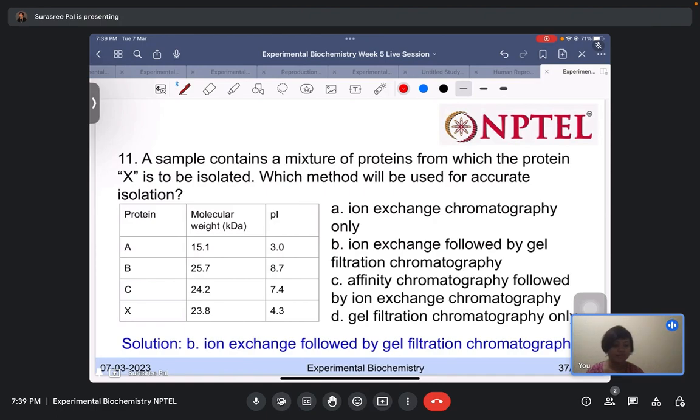So protein X has a molecular weight of 23.8 kilodalton. So we can use gel filtration chromatography, which will separate protein X from protein A, because at pH 7, for example, if we carry out the ion exchange, then at pH 7 protein A will also be positively charged.